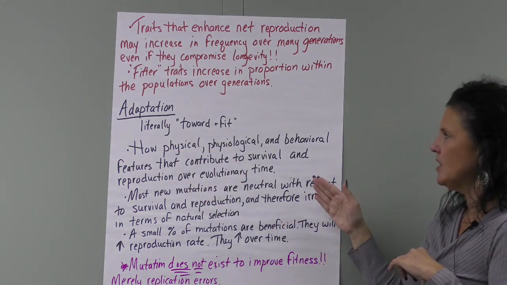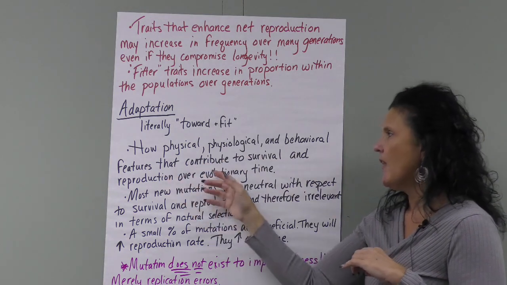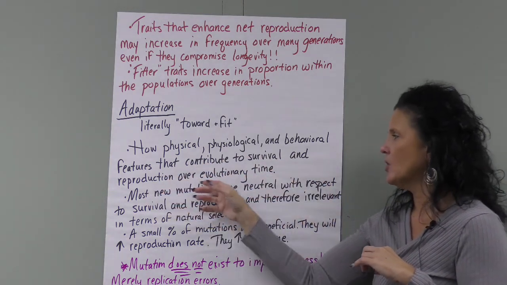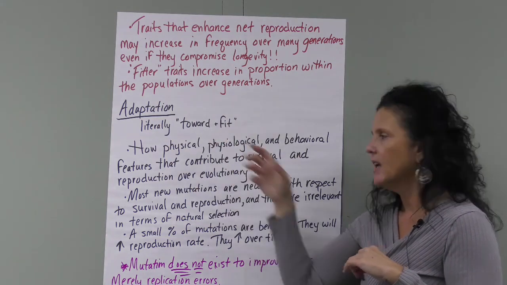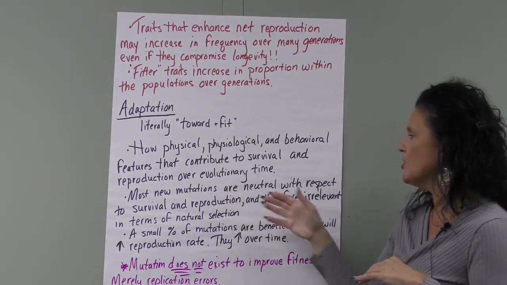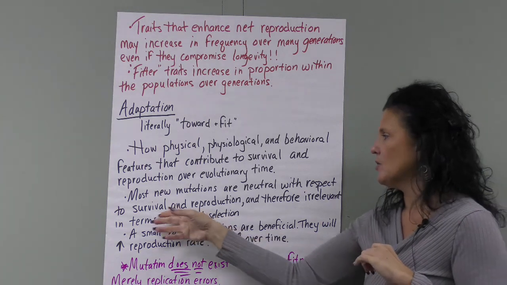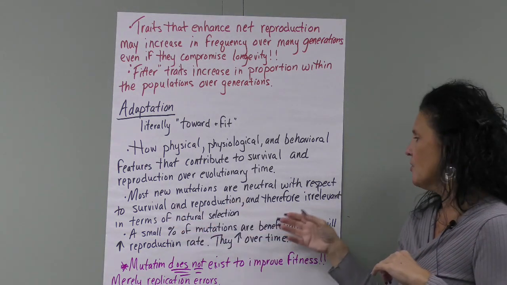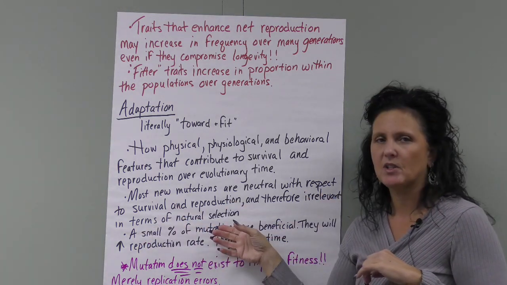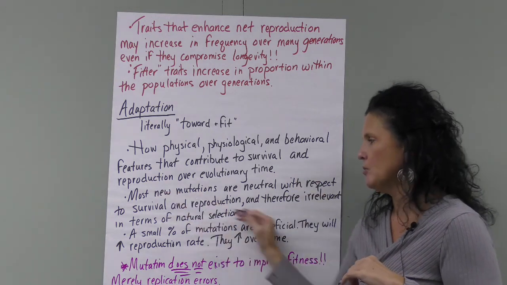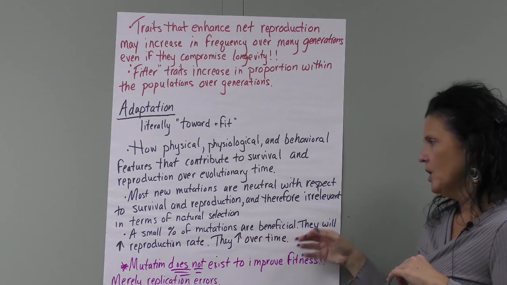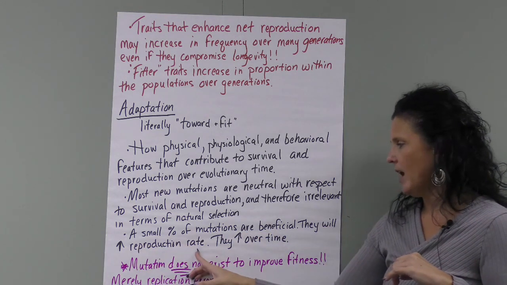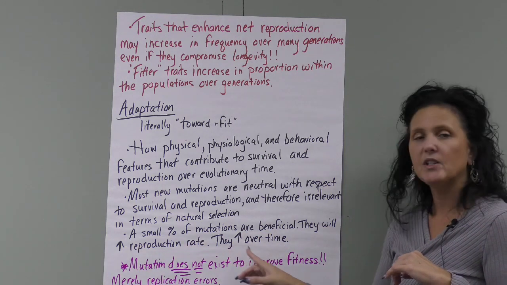How physical, physiological, and behavioral features contribute to survival and reproduction over evolutionary time. That's an adaptation. How do they do that? Most new mutations are neutral with respect to survival and reproduction. So therefore, they're irrelevant in terms of natural selection. So we would ignore those mutations. Just a small percent of them are beneficial. So they will increase reproductive rate. That means that they're going to increase over time.